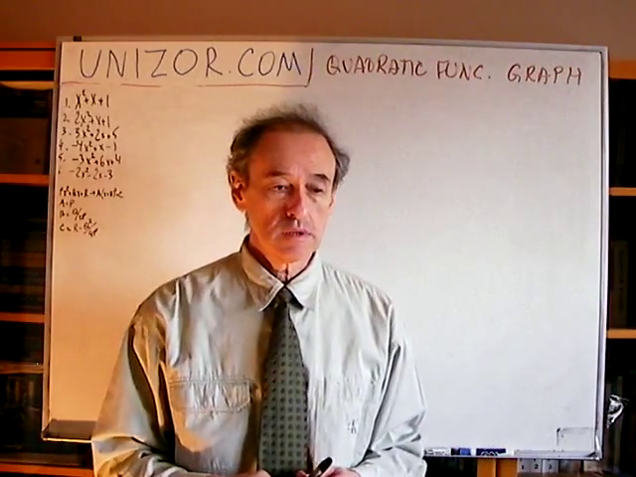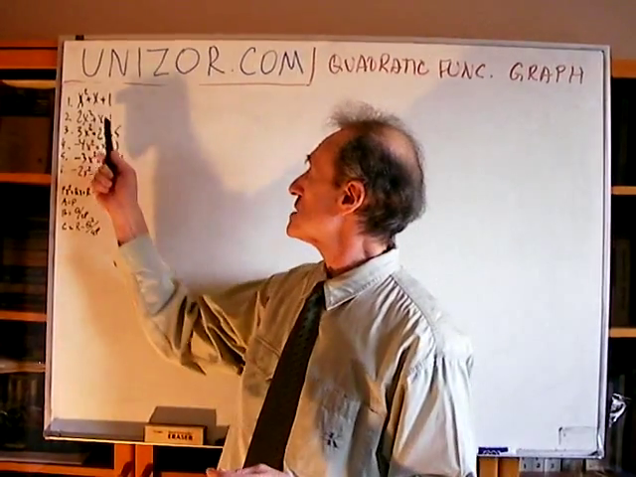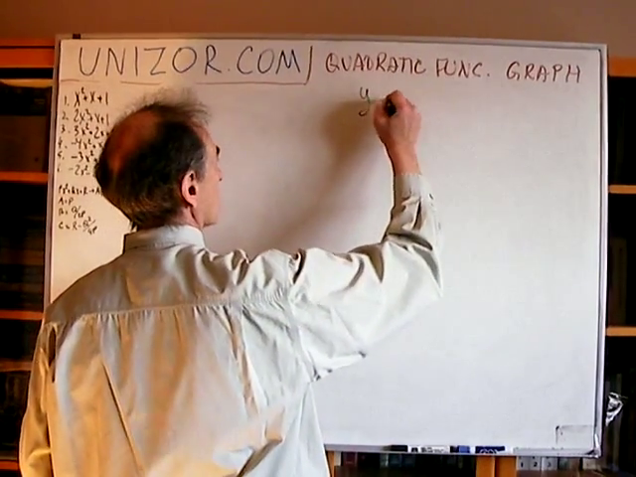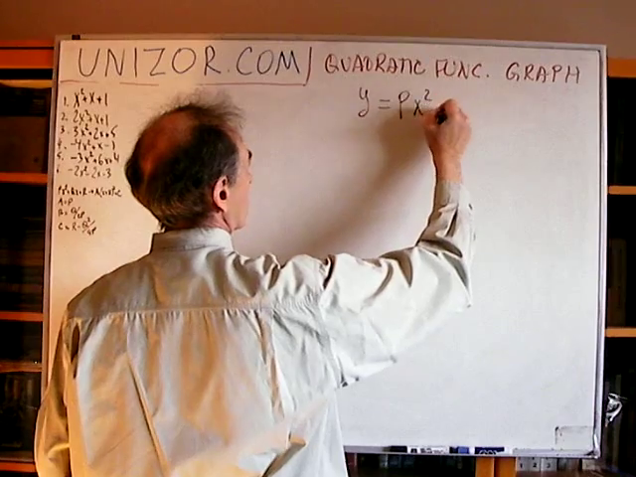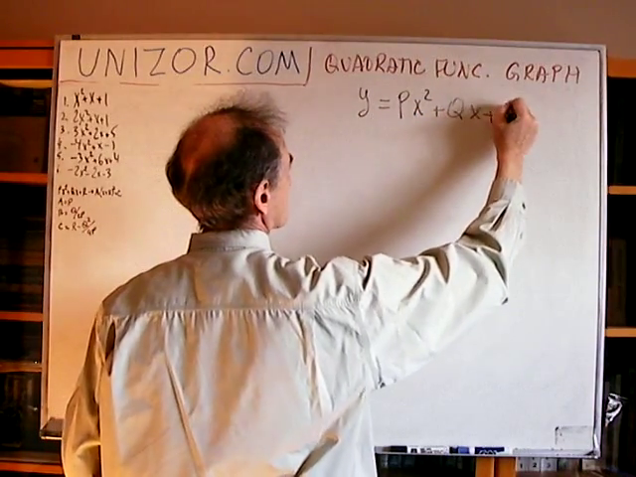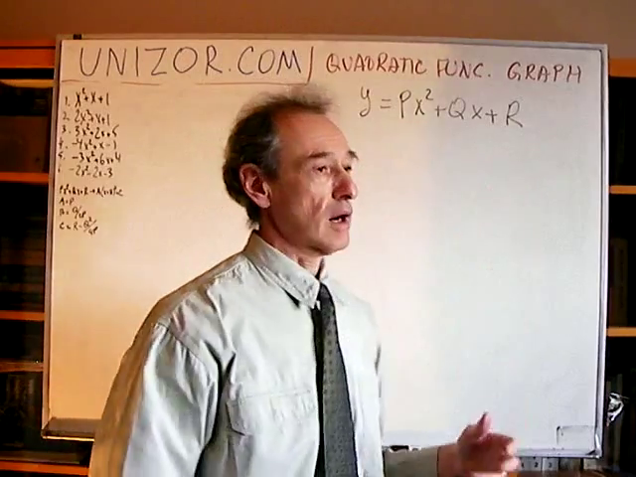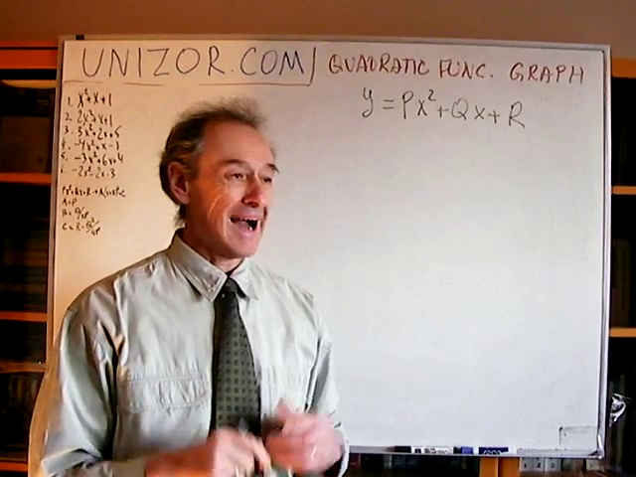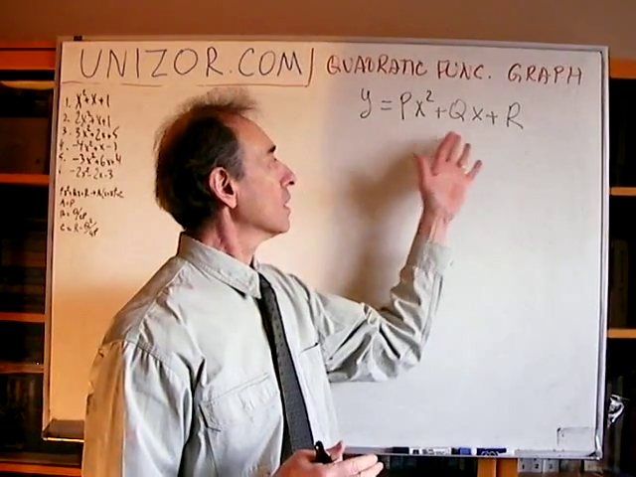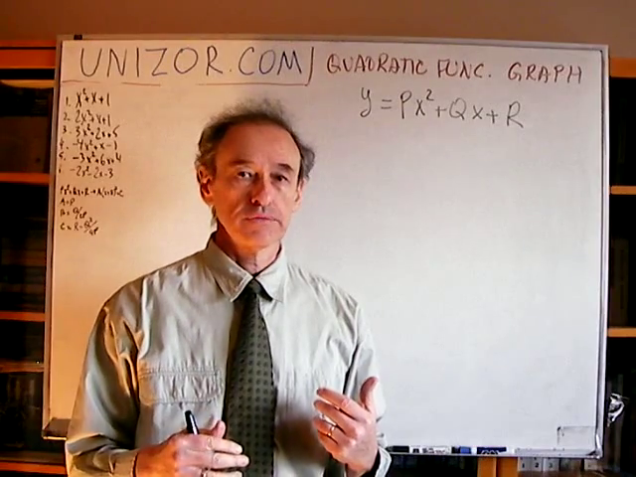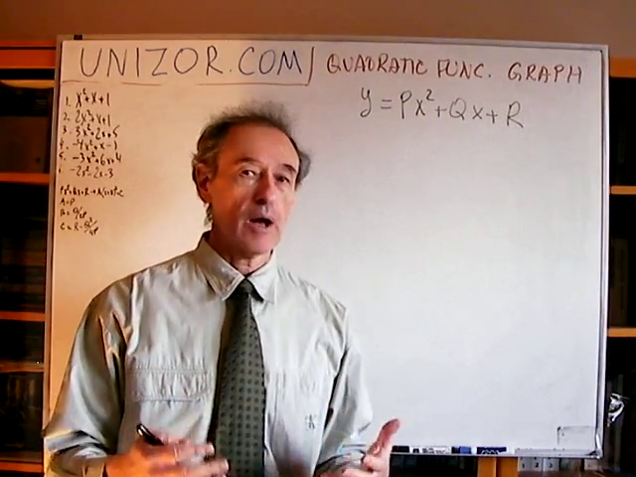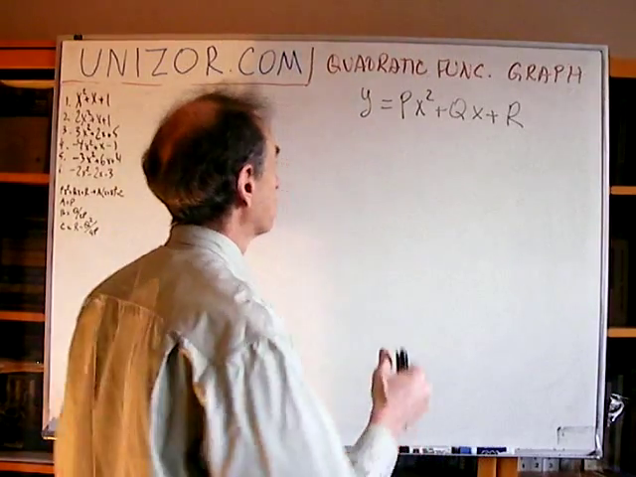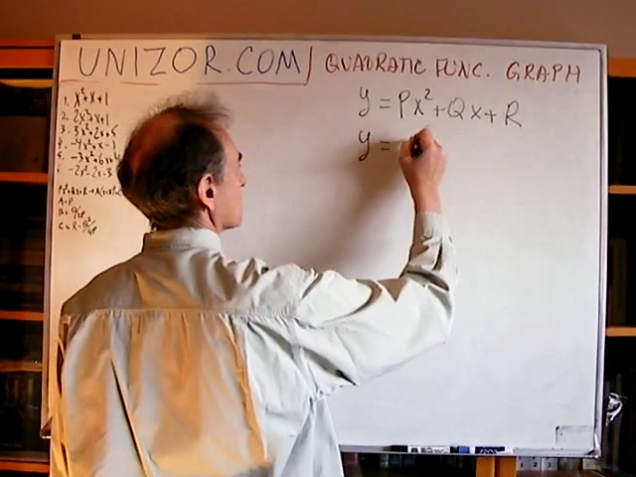Now, all of these functions are represented in their general format. The general format is px squared plus qx plus r, where p, q, and r are real numbers, coefficients. Just looking at this particular form of the function, I cannot really tell how the graph actually looks like. But I can if the function is represented in this format.